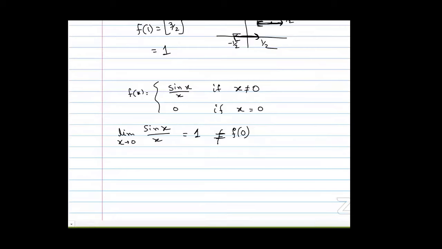Is it clear? Yes, sir. So what can we define f of 0 as, to make it continuous? 1. Yeah, if we want to make this function continuous, we should define f of 0 equal to 1. If we define that, then the function is continuous. Is it clear?